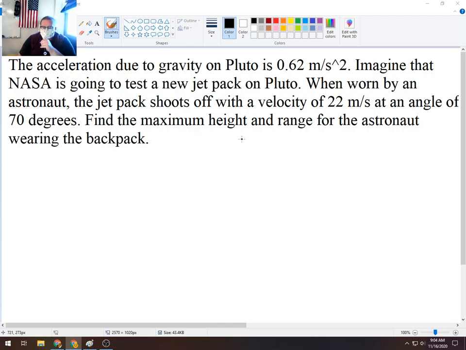Imagine NASA is going to test a new jetpack on Pluto. When worn by an astronaut, the jetpack shoots off with a velocity of 22 meters per second at an angle of 70 degrees. Simply find the maximum height and the range for the astronaut wearing the backpack. So again, just like the problems we've done, but this time g is going to be different.